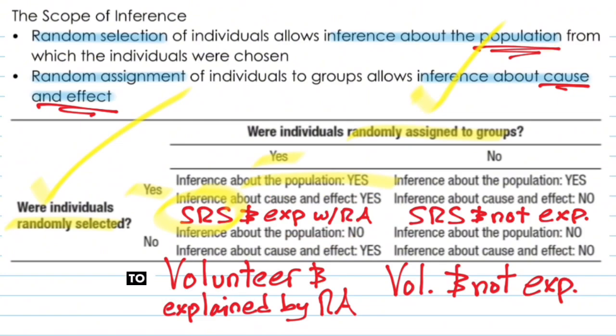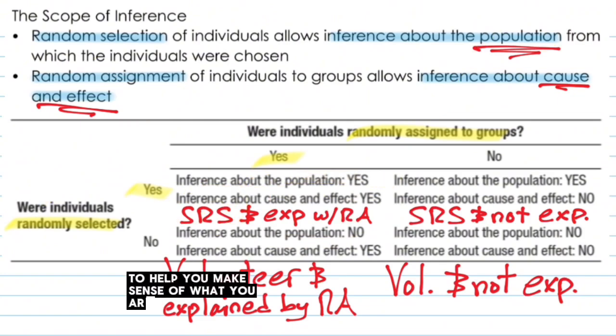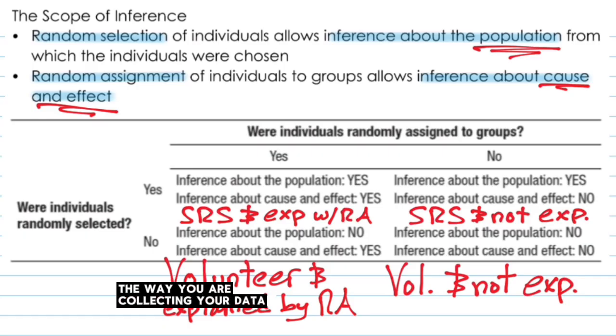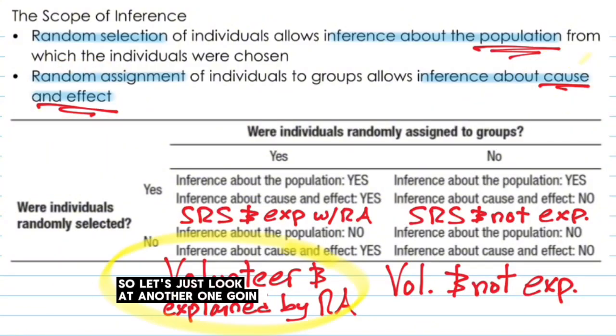This is just a table to help you make sense of what you are using as your sampling choice, the way you are collecting your data, and what conclusions you're able to make. Is it a population-based conclusion? Is it a cause and effect-based conclusion? So let's just look at another one going down right here.